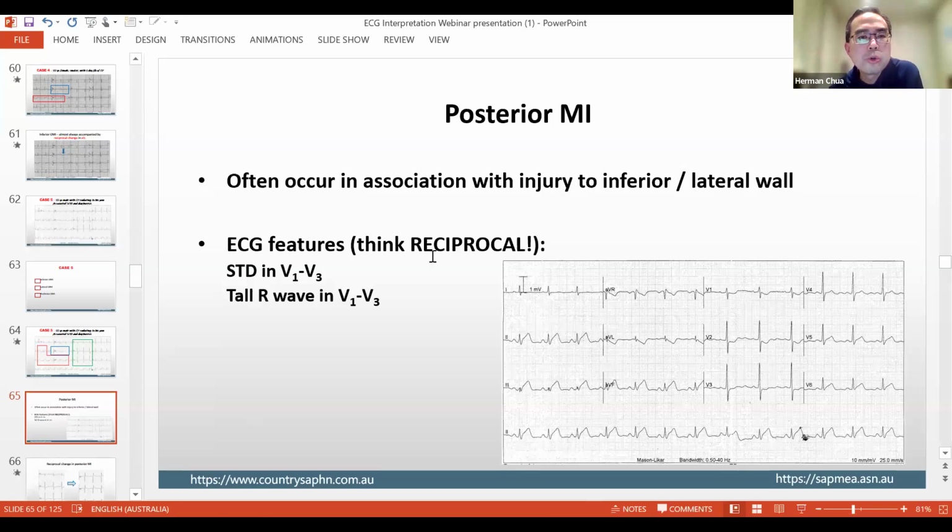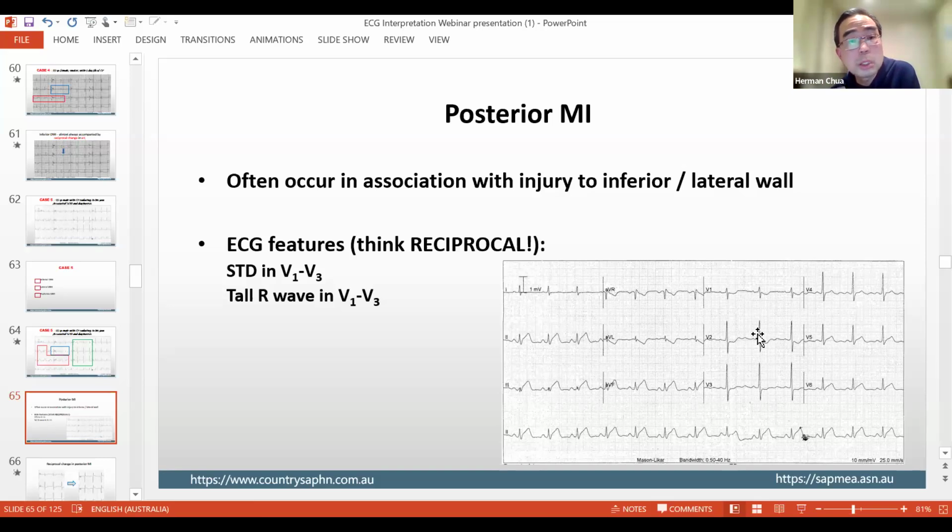But what else do you look for in a posterior MI? Like I said, ST depression, especially in leads V1 to V3, and it can extend to V4 as well. If you see ST depression in V1, V2, V3, plus or minus V4, in someone who presents with ischemic-sounding symptoms, think posterior. The tall R wave in V1, V2, V3 is actually a Q wave if you turn it upside down. You may or may not see that, depending on when the patient presents and when the ECG is taken.